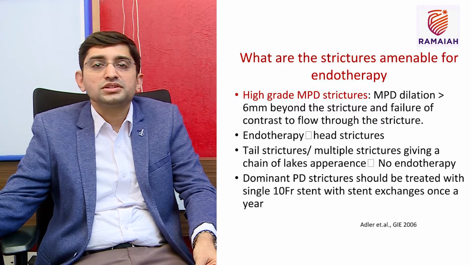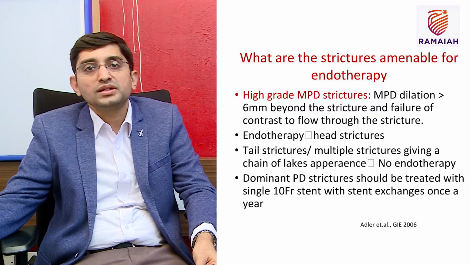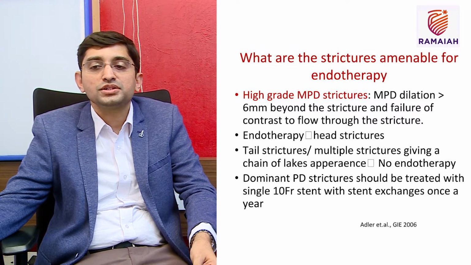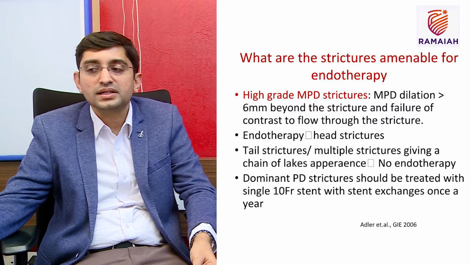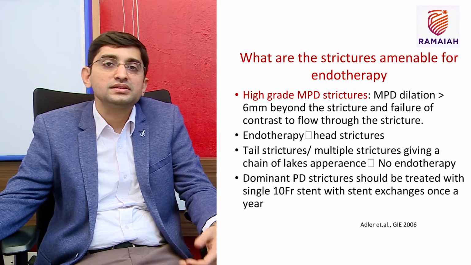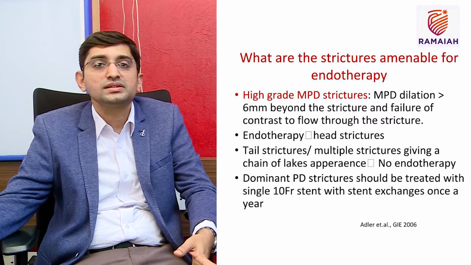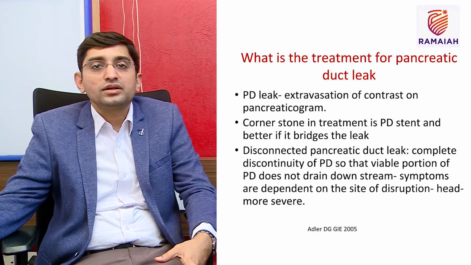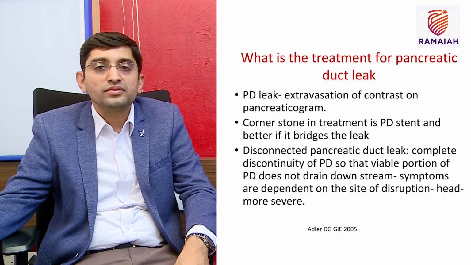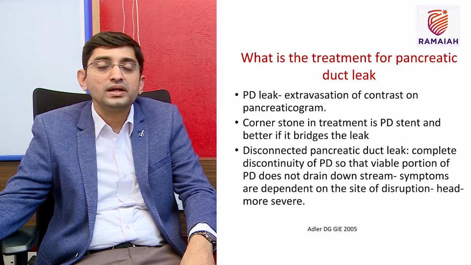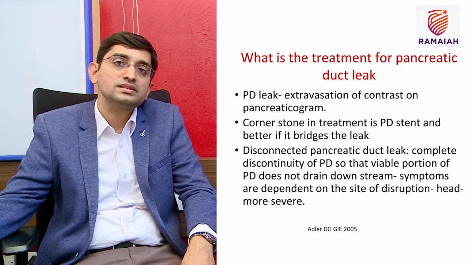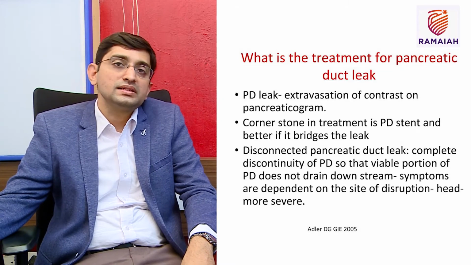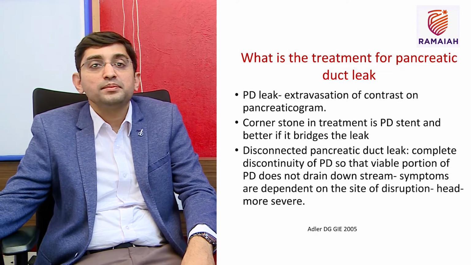Proximal strictures like a head stricture, or where the MPD beyond the stricture is more than 6 mm, are always amenable for endotherapy. Dominant PD strictures should be treated with stents, and we always exchange stents once in 6 months or once in a year. Whenever there is a pancreatic duct leak, in traumatic pancreatitis or chronic pancreatitis with ductal disruption, we need to document where exactly the leak is. A PD leak is the extravasation of contrast from either the head or body. We can always bypass the leak by placing a stent. If it is the tail, most likely they may end up with surgery.